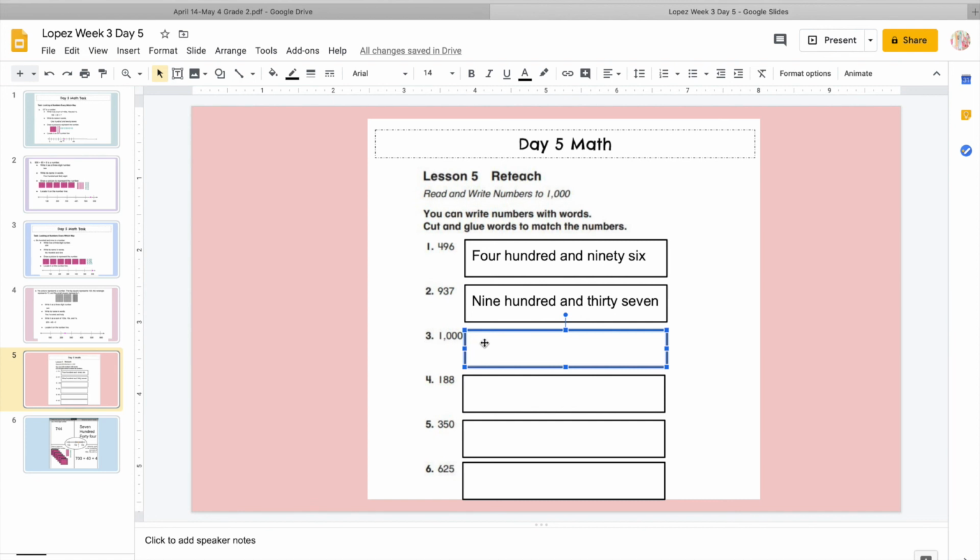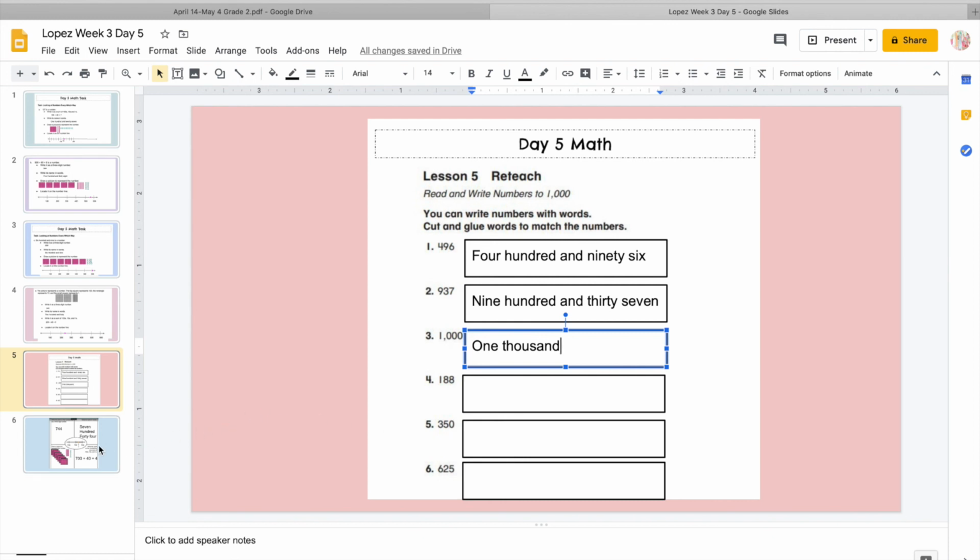I know we had only touched briefly on the thousands place for place value. So 1,000 is going to look like 1,000. And again, there is nothing in the hundreds column, there's nothing in the tens column, and there's nothing in the ones. So 1,000 is going to look just like that. Again, try those last three on your own. If you have any questions, you can leave me a comment and I will help you figure those out.